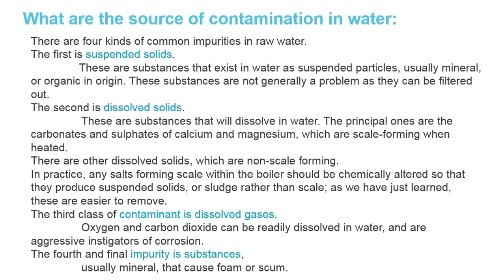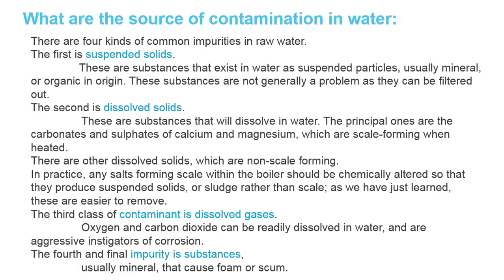The second one is dissolved solids. These are substances that will dissolve in water. The principal ones are the carbonates and sulfates of calcium and magnesium, which are scale forming when heated. There are other dissolved solids which are non-scale forming. In practice, any salt forming scales within the boiler should be chemically altered so that they produce suspended solids or sludge rather than scale. As we have just learned, these are easier to remove.